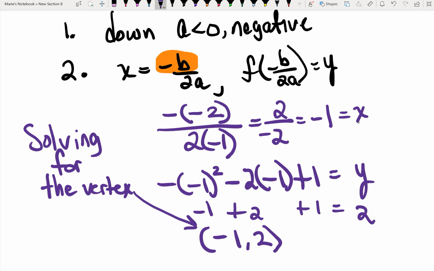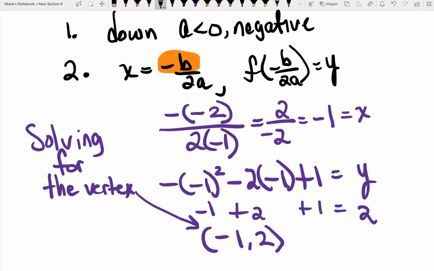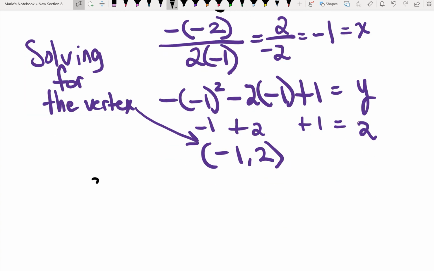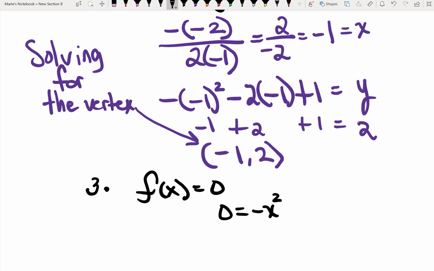All right. Then we solve for the x-intercepts. That's the third thing we're going to do. So for number 3 in our steps, we're going to say in that case, f of x is equal to 0. And so therefore 0 is equal to negative x squared minus 2x plus 1.